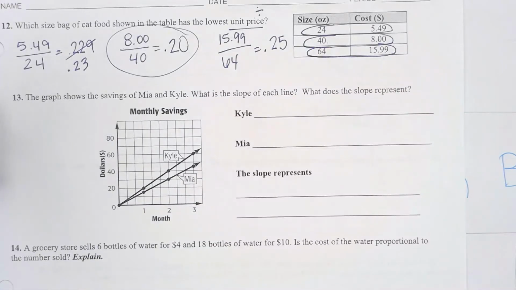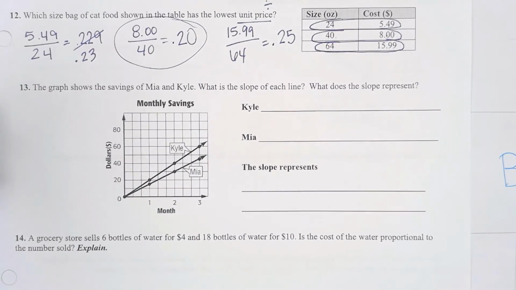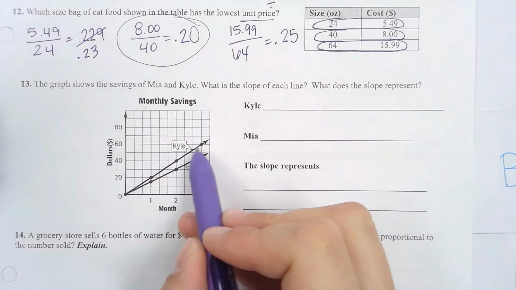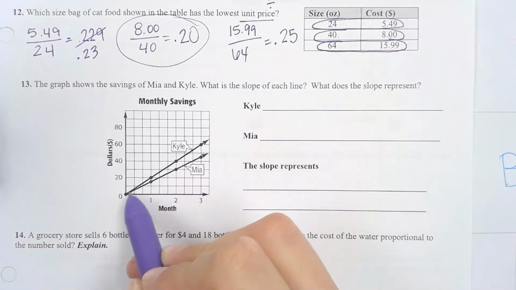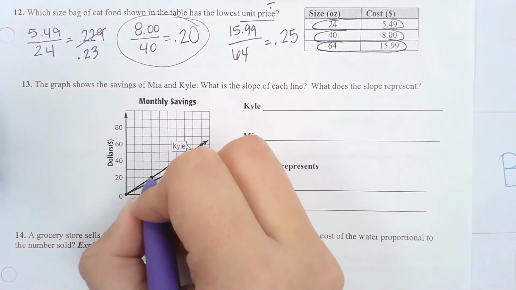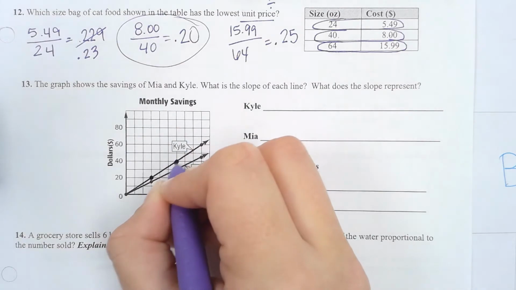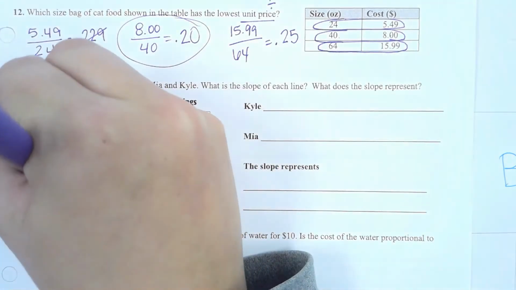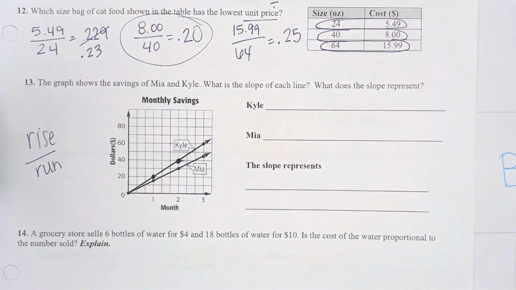Alright, so 13. The graph shows the savings of Mia and Kyle. What is the slope of each line and what does the slope represent? So, let's find the slope of Kyle first. So here's Kyle's line. So again, to find the slope, you just need 2 points on that line. And we are going to use the formula rise over run to figure out what our slope is.